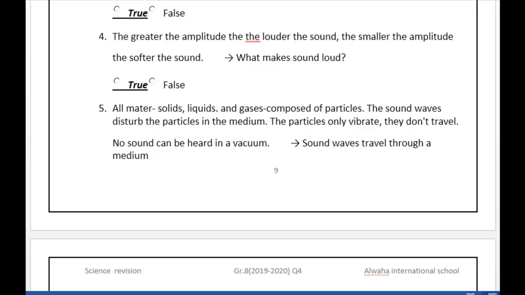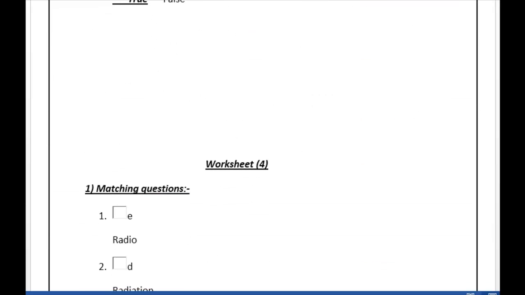Number 5, all matter, solid, liquid, and gases, is composed of particles. True or false? So the answer will be true.